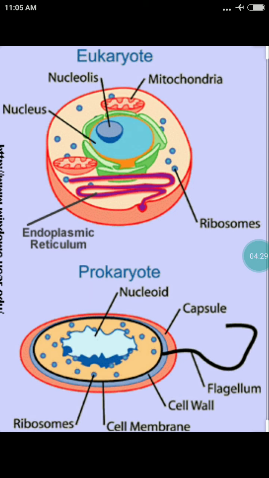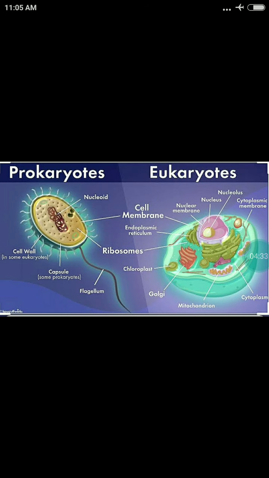Bacteria and blue-green algae are prokaryotes. All organisms other than bacteria and blue-green algae have a well-organized nucleus with a nuclear membrane. These organisms are called eukaryotes and the cells are called eukaryotic cells.